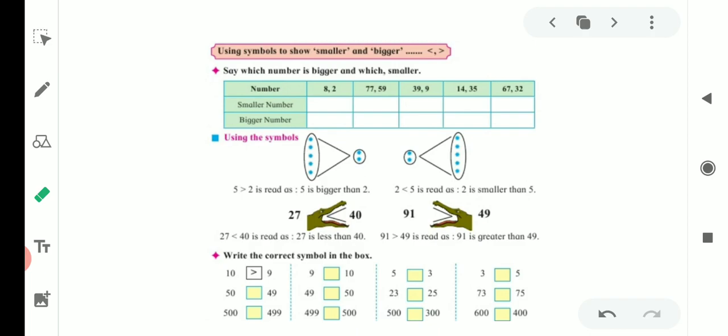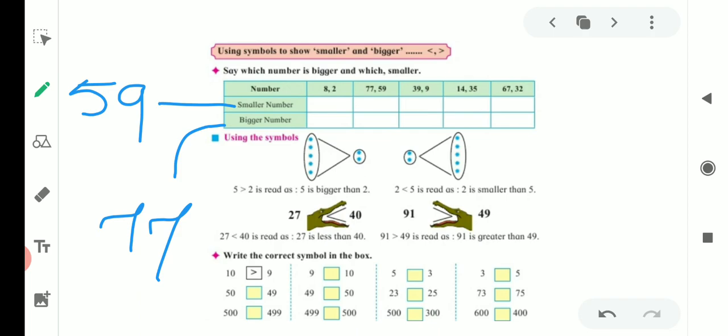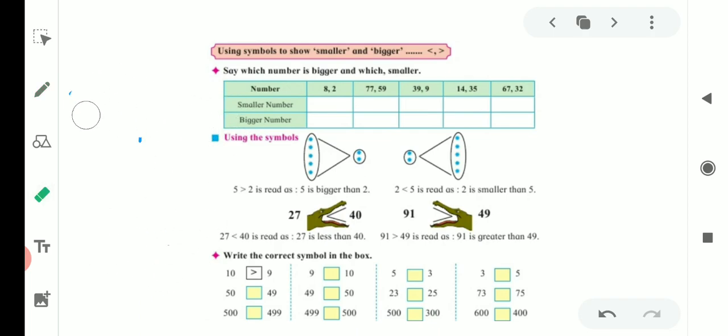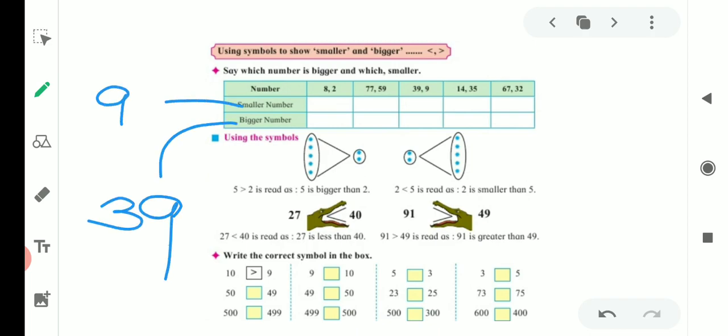Next is 77 and 59. So you know 59 is smaller than 77. So write 59 in the smaller number column, and write 77 in the bigger number column. Likewise, the next number is 39 and 9. So 9 is smaller than 39. So write 9 in the smaller number column and write 39 in the bigger number column.